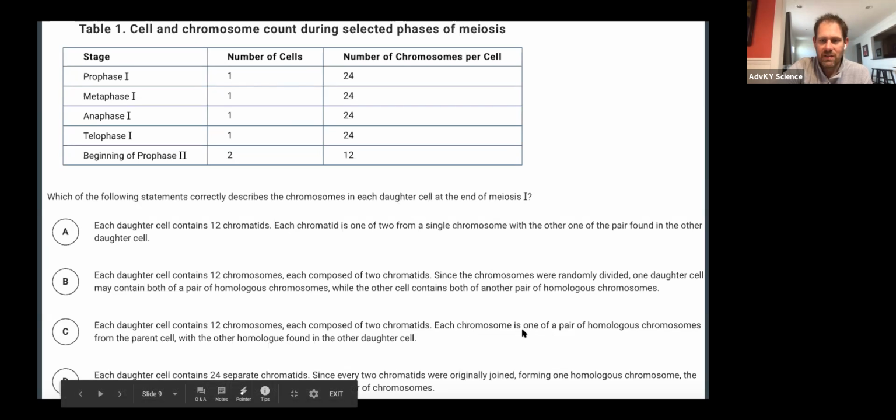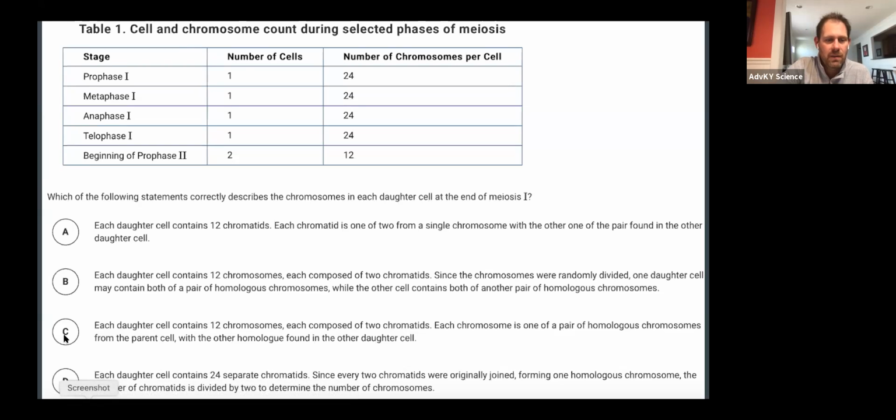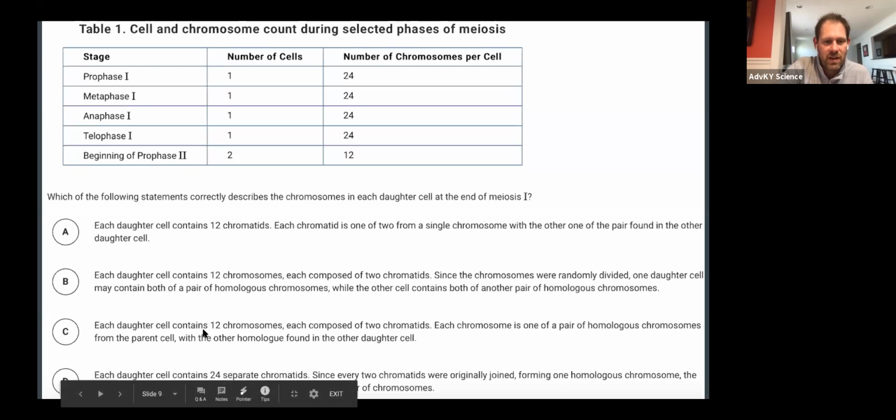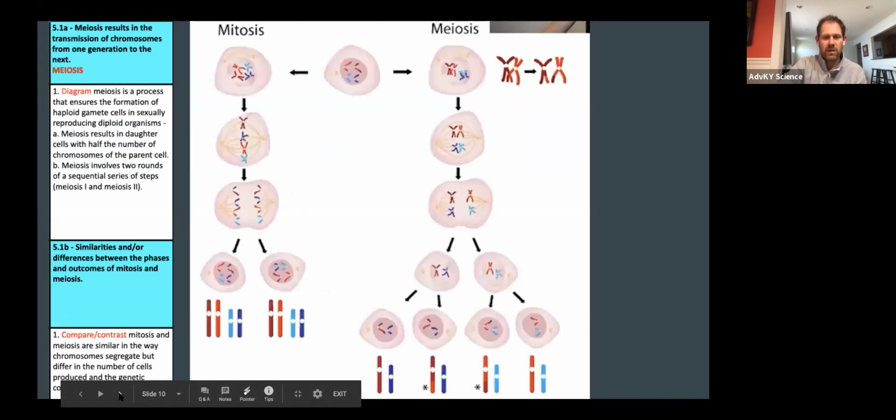Each chromosome is one of a pair of homologs from the parent cell. The other one's found in the other daughter. So that's telling me that they have split apart because I get 2 chromatids in each one, all right? So ultimately the answer is C. Did I start you with a tough one? I probably did. But ultimately, you have to understand that we're reducing the number from 12 to 24 back to 12 to 6. Okay. So maybe we'll get a little bit easier as we go along.